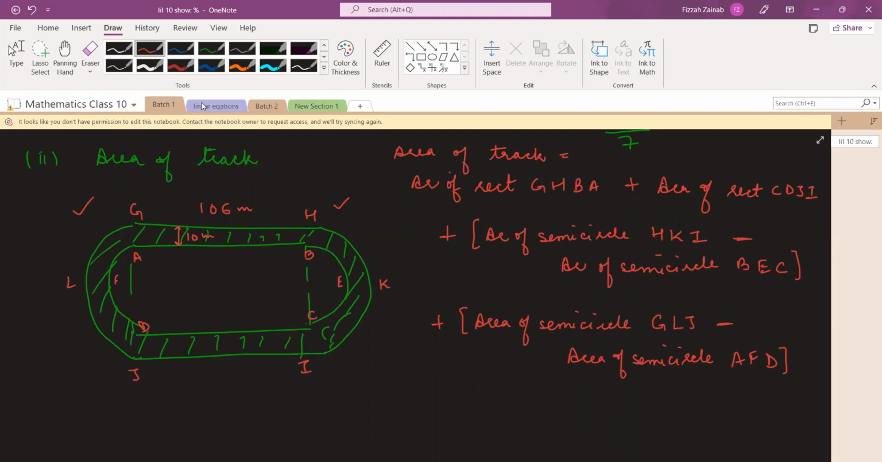Now let us put the values, right? Okay, ma'am. Area of rectangle GHBA. Now see GHBA. What is the length? Length is 106. Breadth is 10 meter, right? So first we have put second. Now the lower one, CDJI. Here also length will be 106 and breadth will be 10 meter. Is that clear? Of this rectangle. Okay, plus.